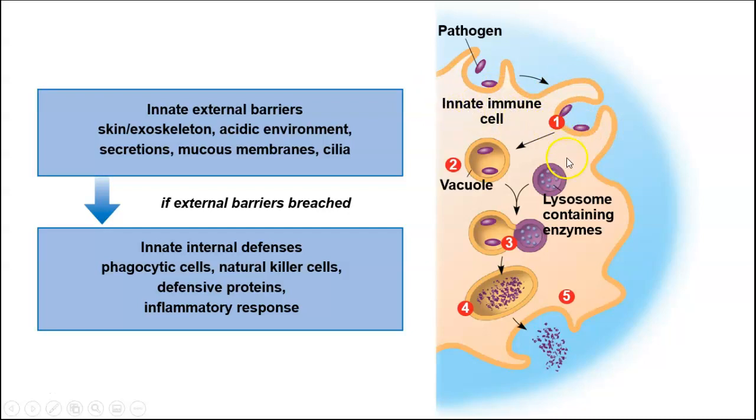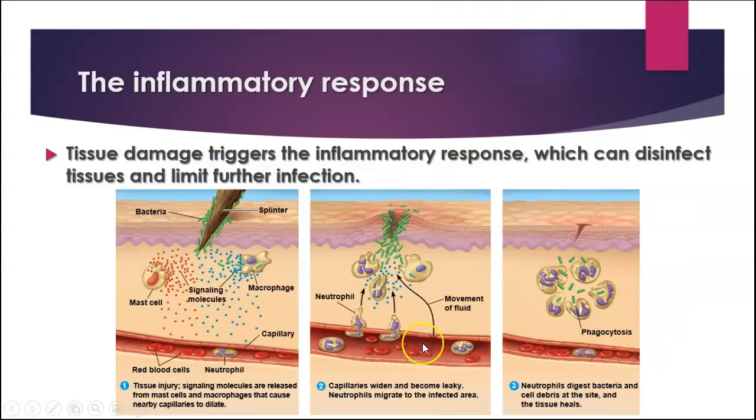This would be something like a phagocytic cell, like a macrophage, which would actually consume some of the bacteria, break it down with lysosomes containing enzymes, and then discard the waste, basically. And so that would be a non-specific thing, just because there's something there that's not supposed to be there inside your body.